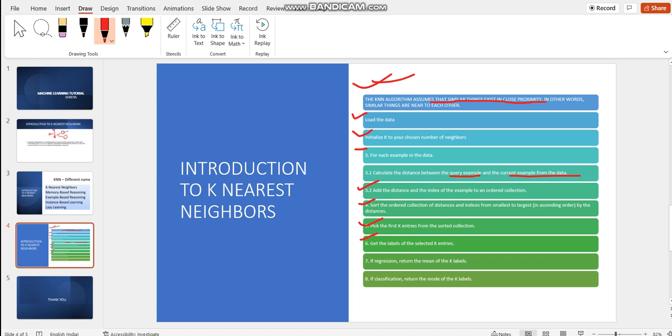If regression, then return the mean of the k values, and if classification, return the mode of the k labels. You must be aware of the mean and mode values. The mean value is the average, and the mode is the value that occurs the maximum number of times. So that's all for the algorithm. This is the basic algorithm that KNN follows.